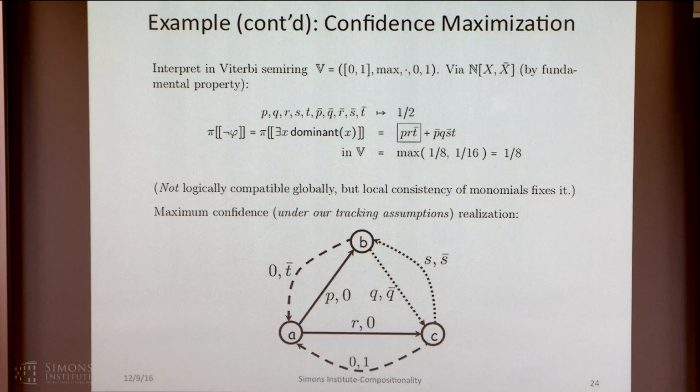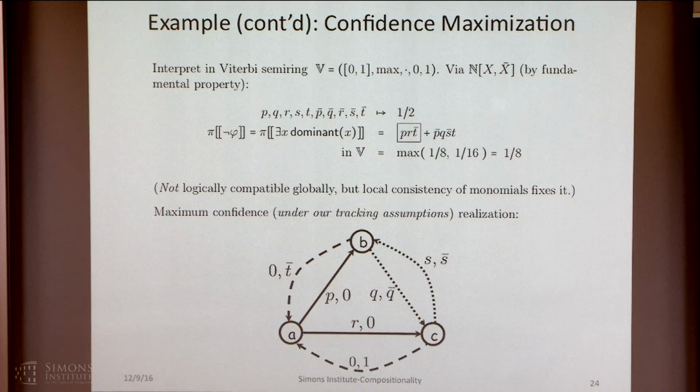So I know I'm over time. You're being very patient. So confidence maximization, and then something about access controls, because really this is where we get mileage out of this. So let's look at the negation. I had two sentences, phi and not phi. Let's look at this one, and let's try to interpret it in the Viterbi semiring. Suppose that I map absolutely every provenance token to 1/2. That corresponds to assuming a confidence of 1/2 for all my facts.